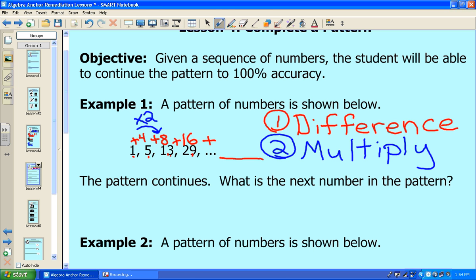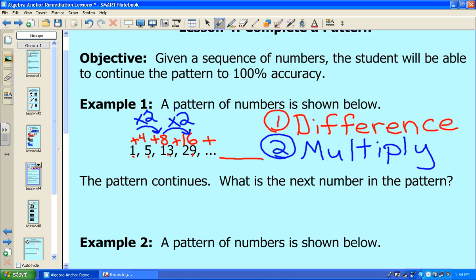Same with the next ones. 8 to 16, that same pattern still works. You are doubling that number. You are multiplying by 2. It has to be the same multiplication, or that's not the pattern.